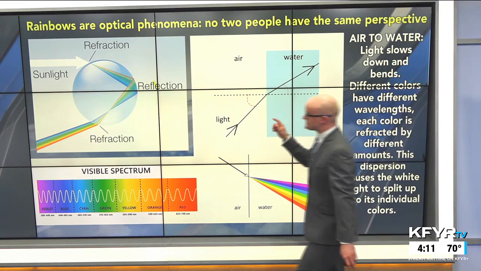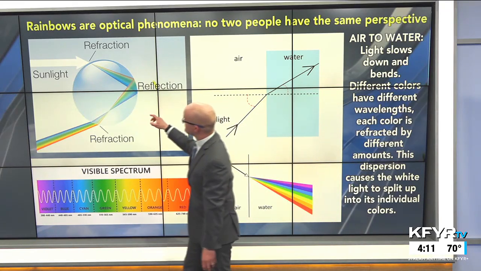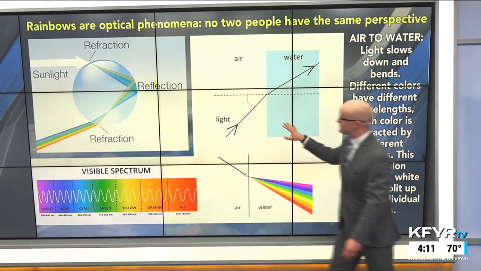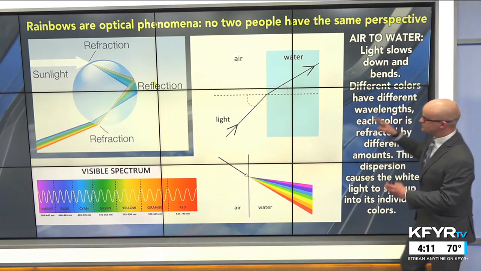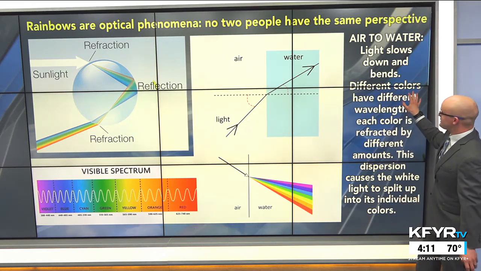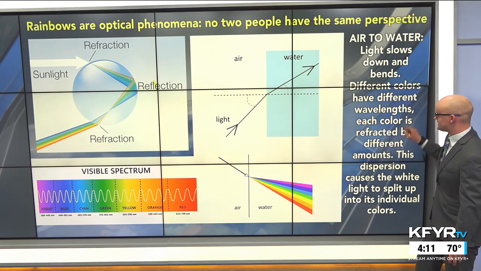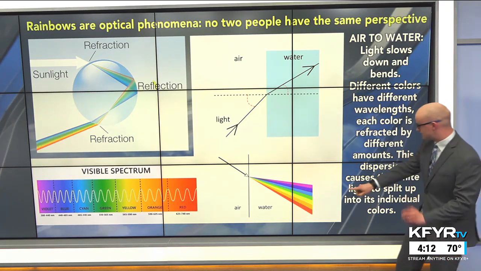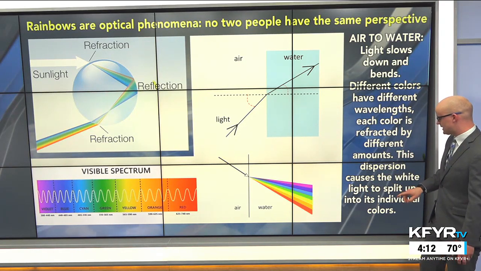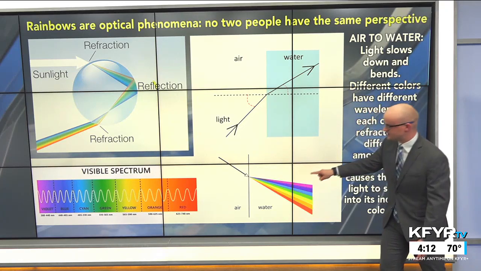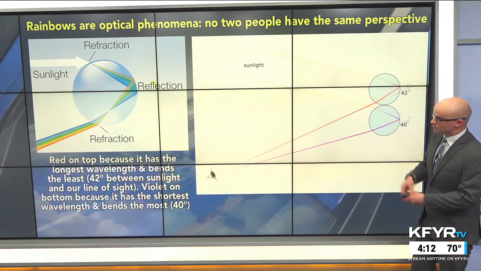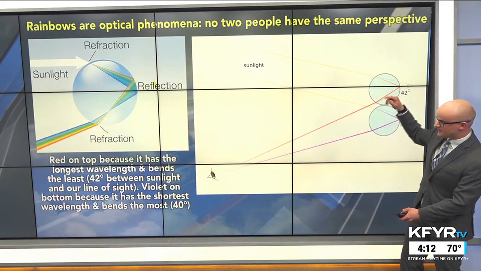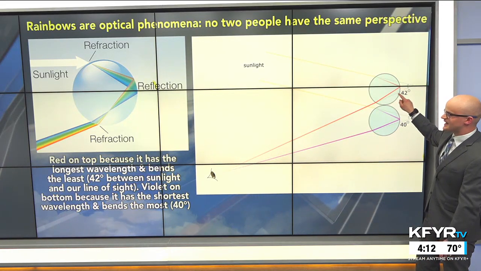So inside of a raindrop, as the sunlight enters it, it first is refracted. That happens because we're going from air to water. So light slows down and bends when it goes into that more dense medium. The different colors have different wavelengths, and each color is refracted by different amounts. This dispersion then causes the white light to split up into its individual colors because of the different wavelengths of that visible light spectrum. So then red is on the top of our rainbow because it has the longest wavelength and it bends the least.